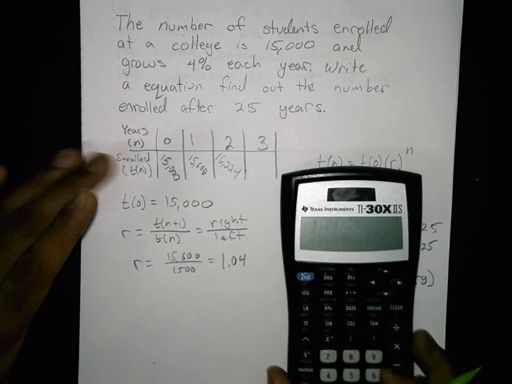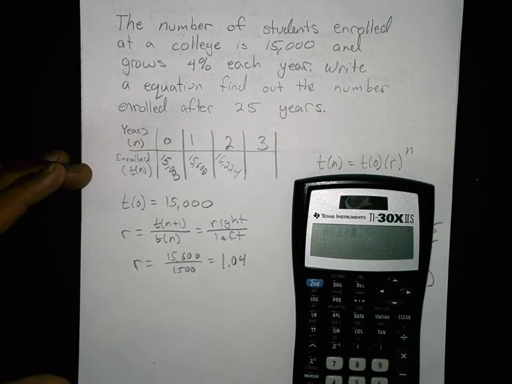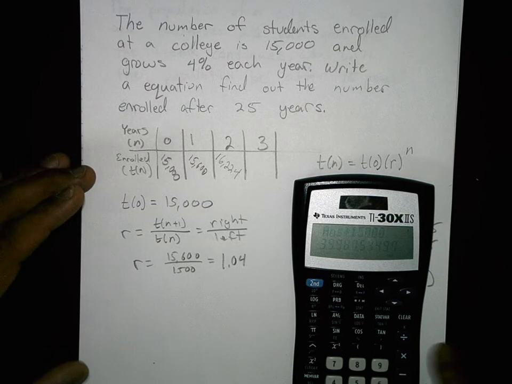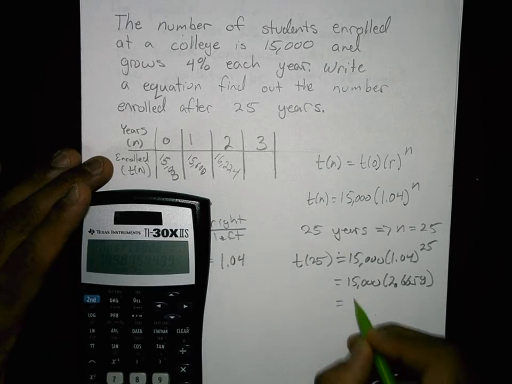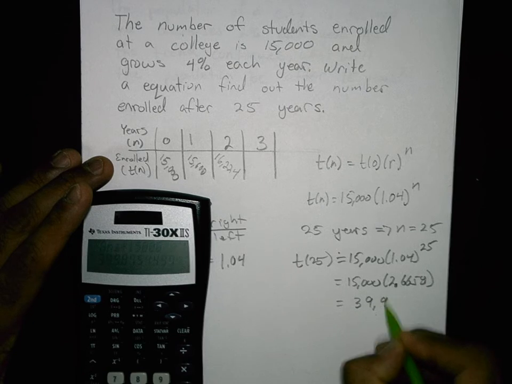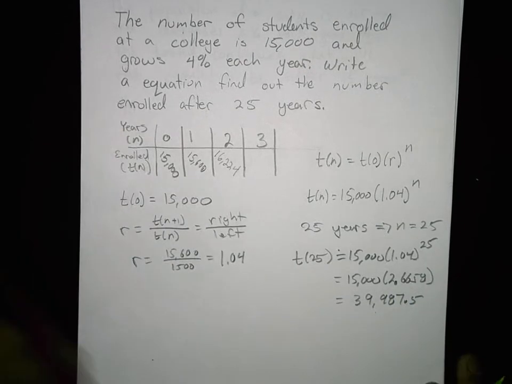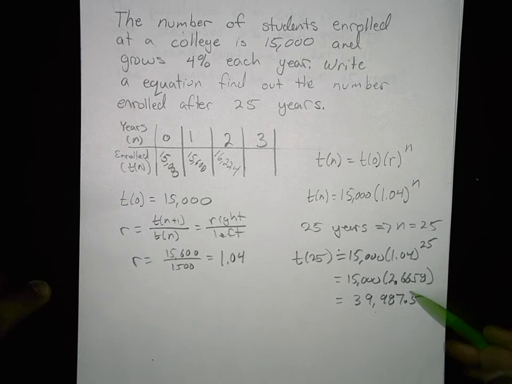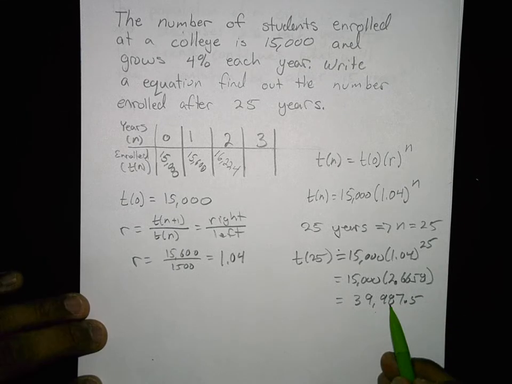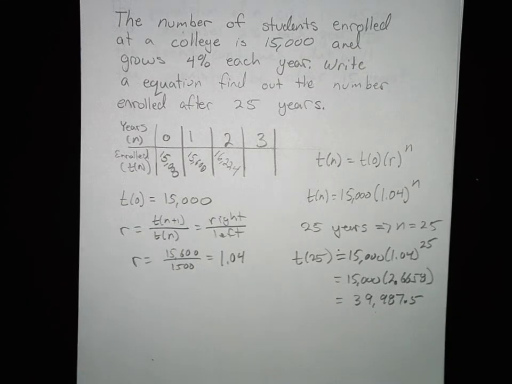So I'm just going to leave that in my calculator. I'm going to multiply it by 15,000. And that's what I get right there, 39,000.5. Now we can get into the fact that it's students, so we should probably round that up to 39,988, or you can cut it off however you want to look at it.